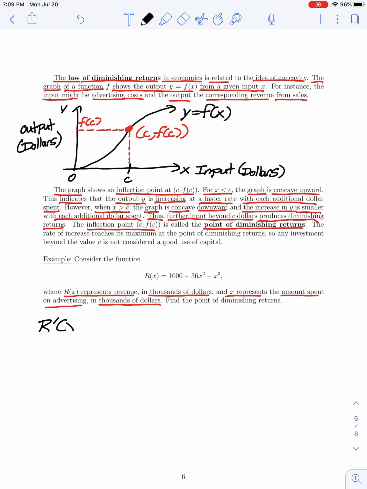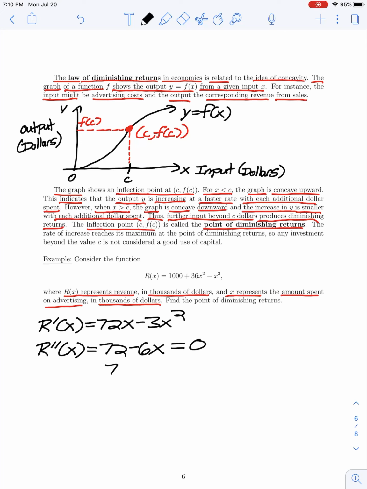So starting with the first derivative, r prime of x, we have 72x minus 3x squared. And so our second derivative, r double prime of x, is 72 minus 6x. So to determine where we might change concavity, say from positive to negative or vice versa, we would set this second derivative equal to 0. And we have 72 is equal to 6x, and so x is equal to 12.